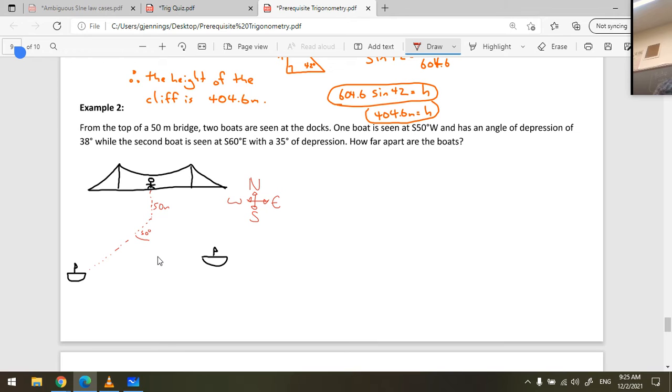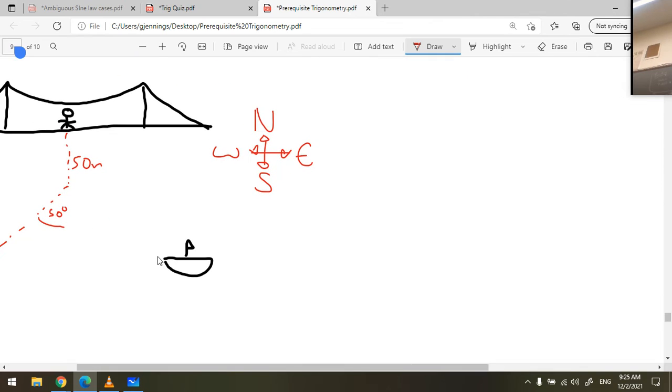And it has an angle of depression of 38 degrees. So that means I'm looking down at the boat, down 38 degrees. It also means the boat is looking up at me at 38 degrees. So that's where I'm going to choose to label this angle, is right in there.